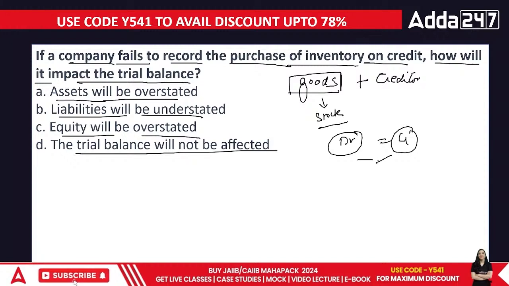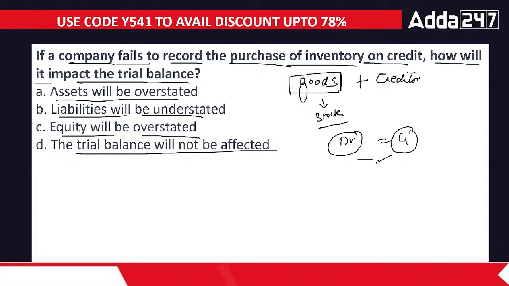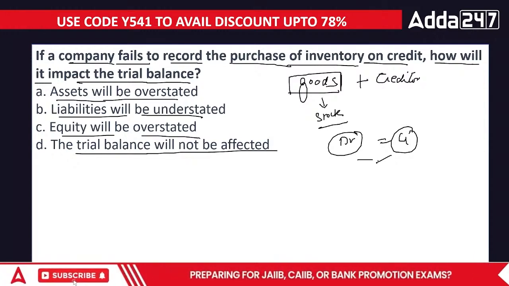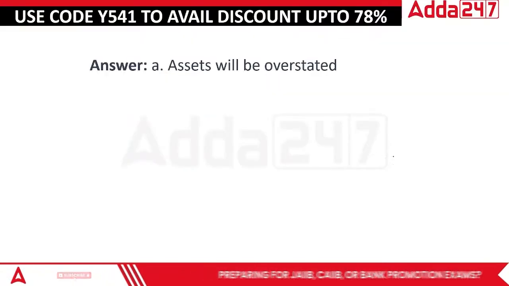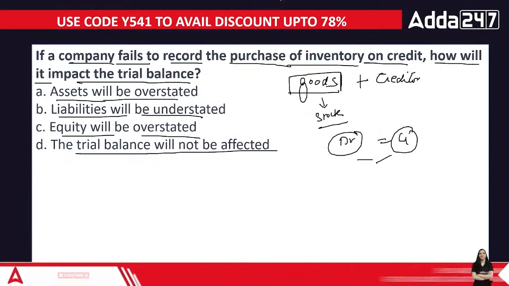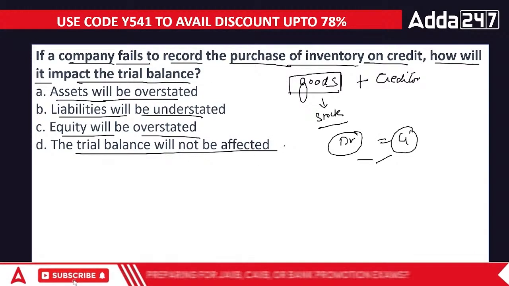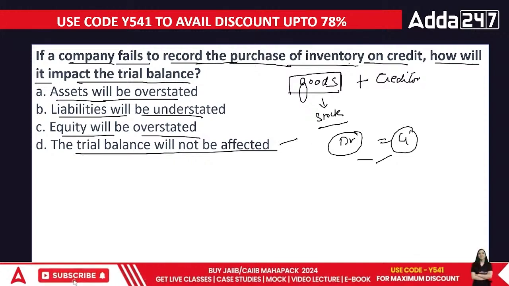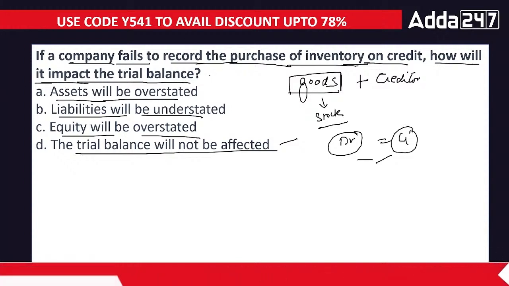Always remember, when such things are not traceable at all, if you cannot even find out what happened in the entire scenario, then what will happen? If the entire thing is not recorded, then the trial balance will not be affected. That would be the correct answer. If the company fails to record the purchase of inventory on credit, now if it is one-sided, this question has to be elaborated further.